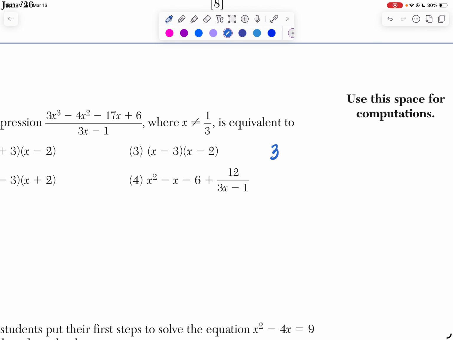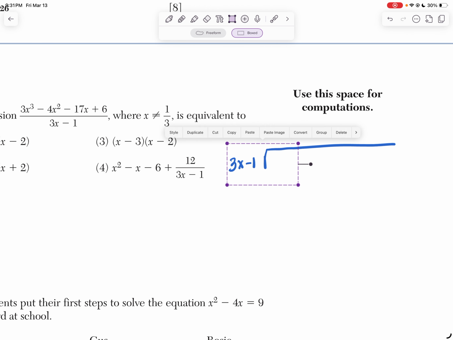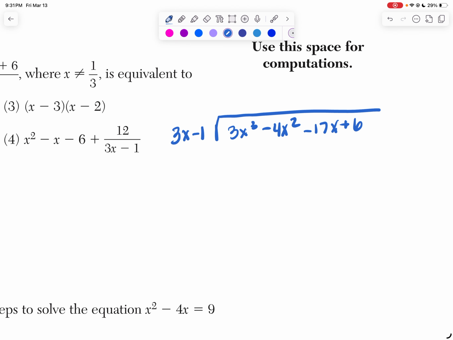So we're going to do 3x minus 1 going into 3x to the third minus 4x squared minus 17x plus 6. Now, what I do when I do these questions is I focus on my first term. And I want to figure out how many times 3x goes into it. So I'm going to do 3x to the third divided by 3x. And if I do that, that just gives me x squared.